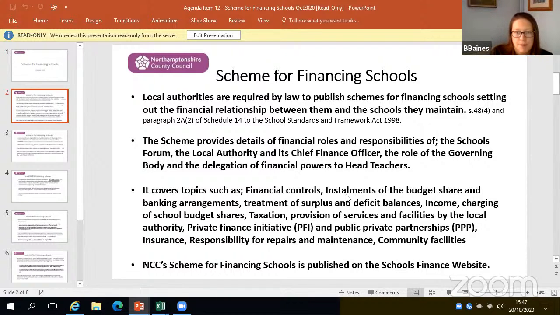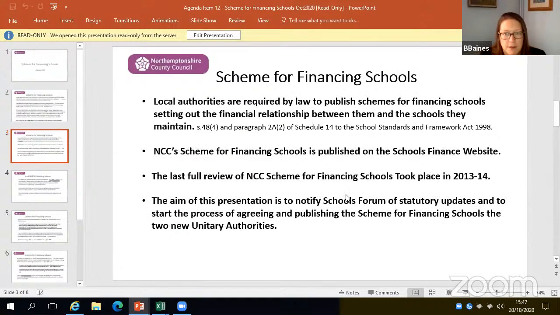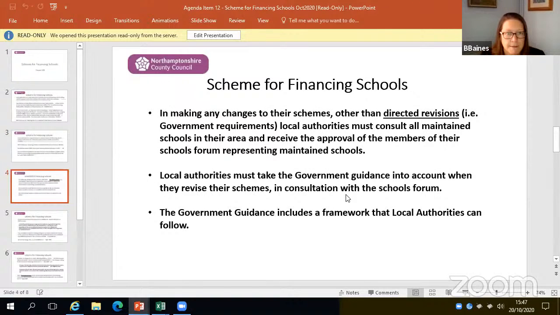And it applies to... Have there been any changes? There have, yeah. So the last full review was done in 13-14. The aim of this presentation is to notify Schools Forum of the statutory updates and to start the process of agreeing and publishing the scheme for financing schools to the new authorities, so that there's one in place from the 1st of April for both authorities.